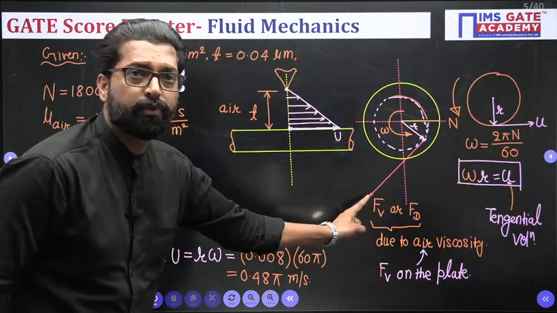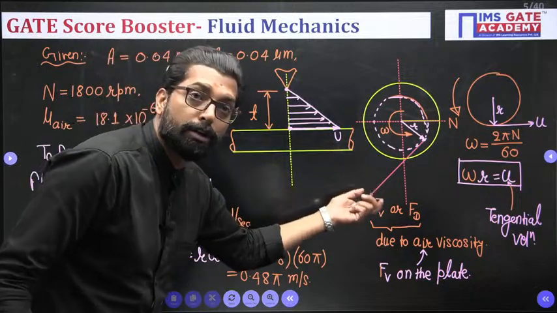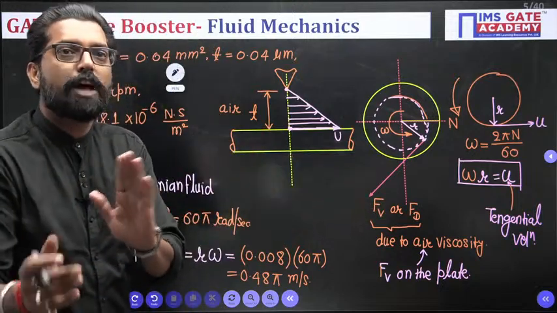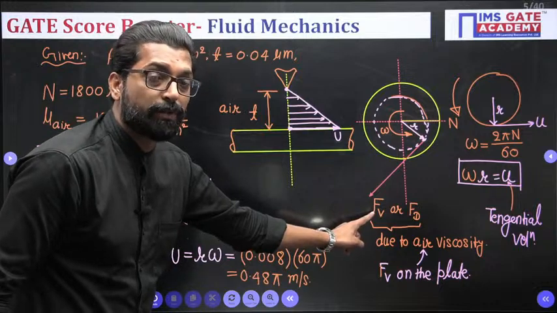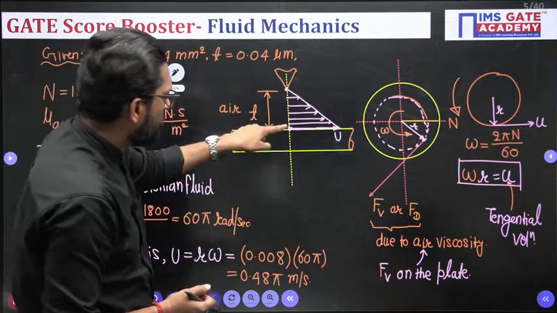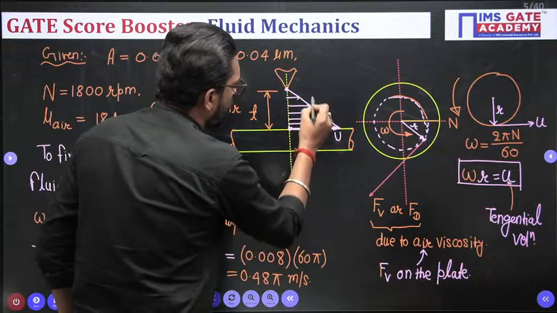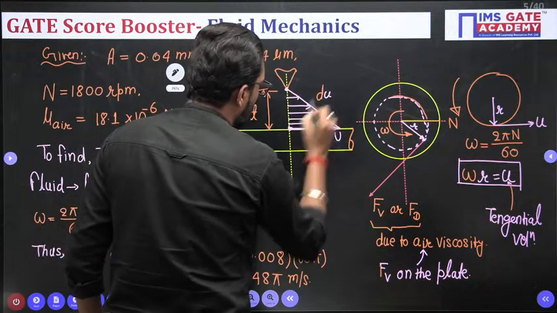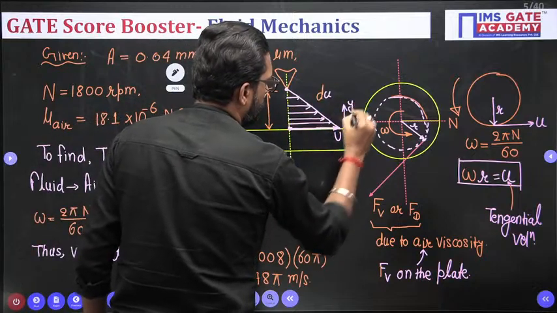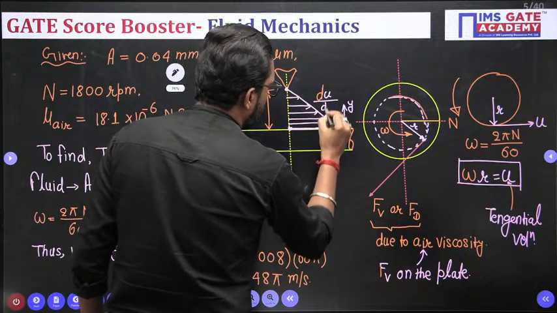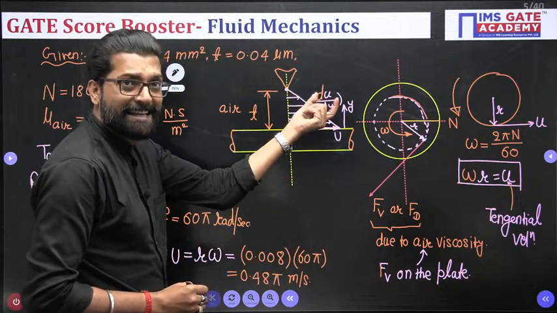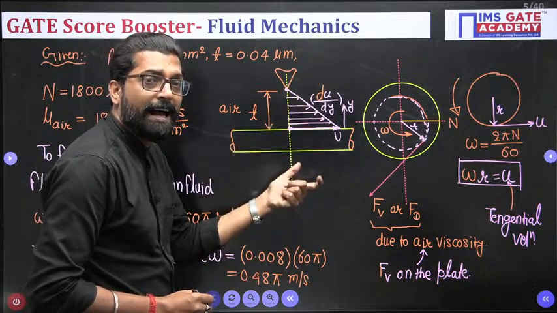To find this viscous force, we have to apply Newton's law of viscosity. First we have to find the shear force. See, this is the velocity gradient, du over dy. Let's suppose this is your y direction. So du over dy, this gradient is multiplied with the coefficient of viscosity of the air. So there is a shear stress. And what is the shear stress? Force upon area.